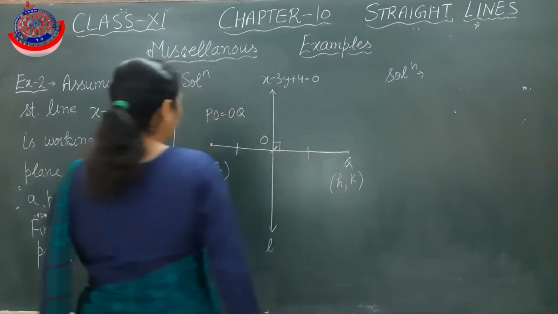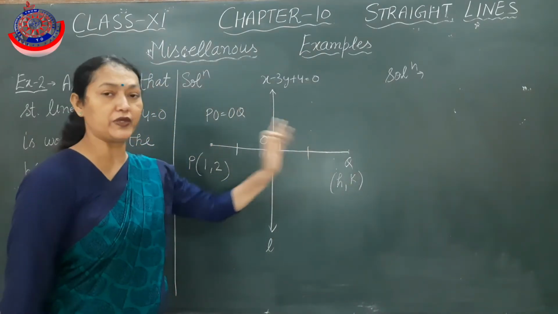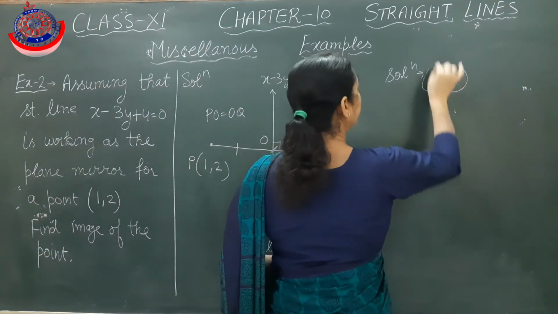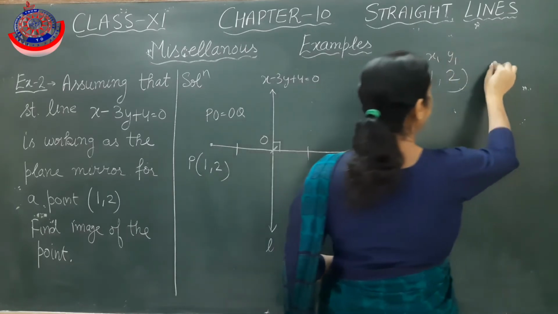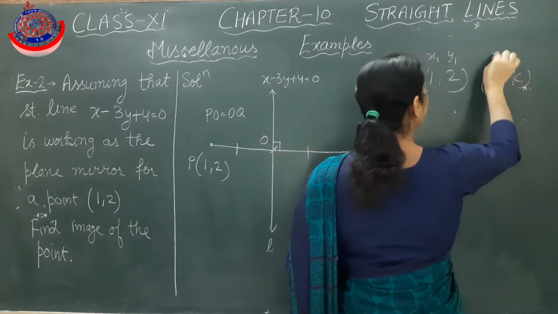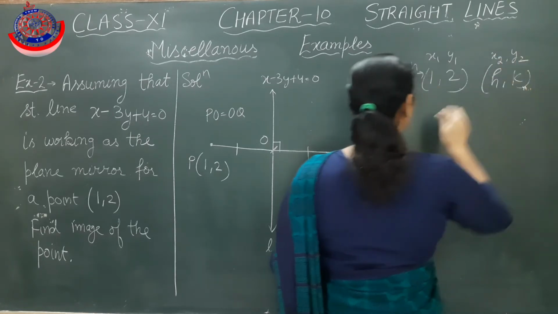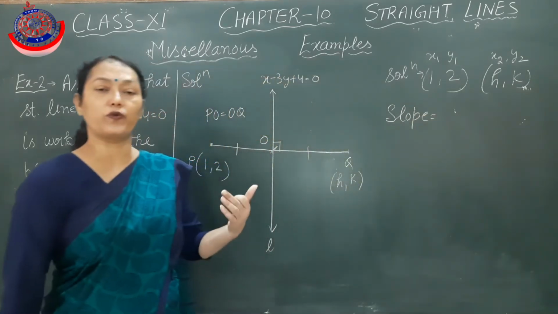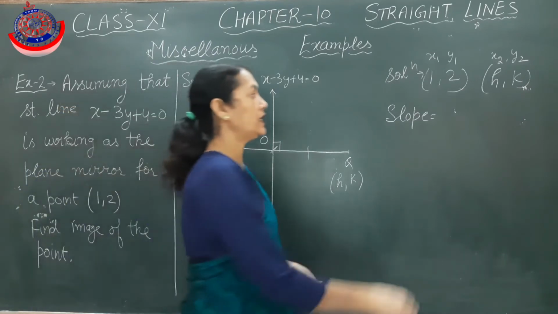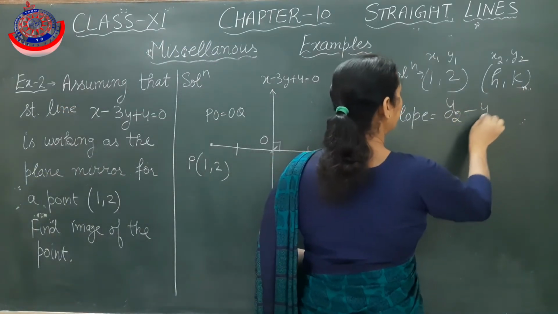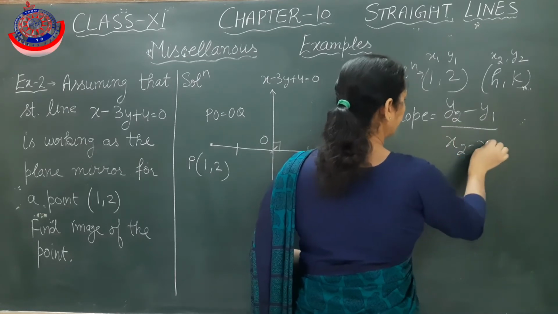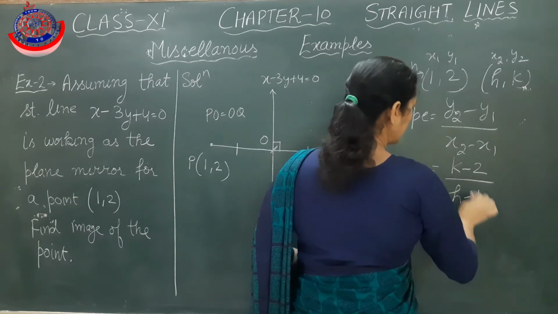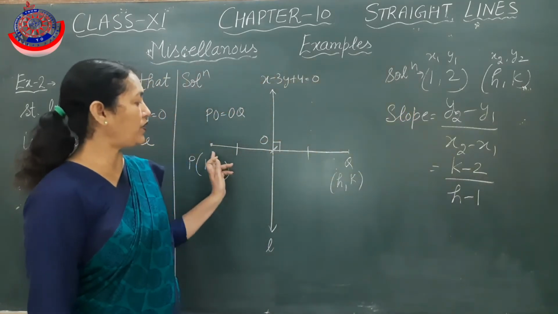So first, we have to obtain the slope for PQ. We are starting with PQ: (1, 2) as x1, y1, and (h, k) as x2, y2. We have learned how to find slope. We have learned the formula that slope can be obtained by y2 minus y1 upon x2 minus x1. So we get the value as k minus 2 upon h minus 1. This is the slope of PQ.